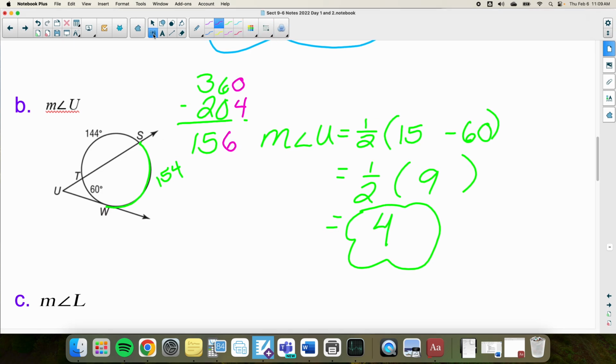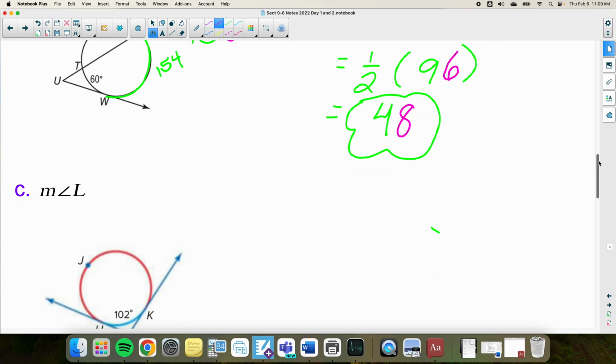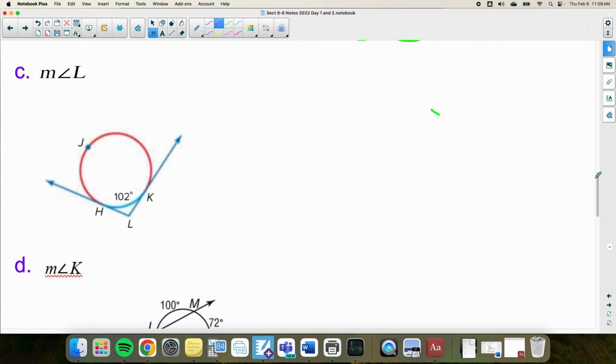Okay, so 156 minus 60 is 96, which is 48. Everybody understand that? Okay, thank you. All right, when we go to do this one, this is where if you know one arc of it and it's cut by 2 tangents, you can find that red arc, and how would we do that? Yep, so I'd go 360 minus 102, which is 258.